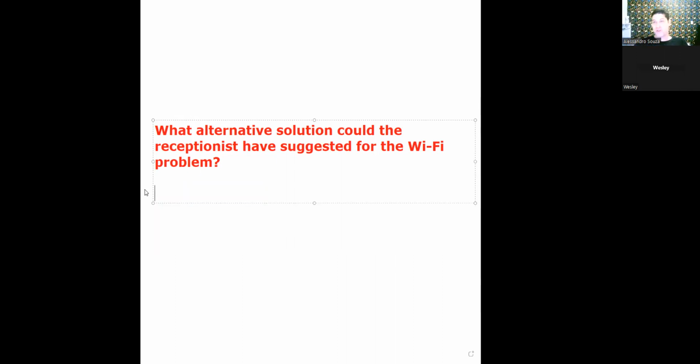Okay. He could have offered another room to Rob. Ele poderia ter oferecido. Essa estrutura é meio chatinha. He could have offered another room to Rob. Foi o que você disse, né? He could have offered another room to Rob. Ele poderia ter oferecido. Olha que estrutura legal. Poderia ter oferecido.